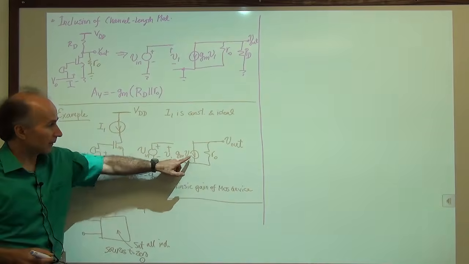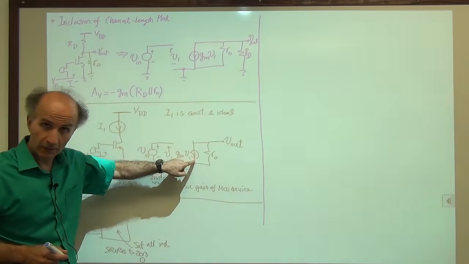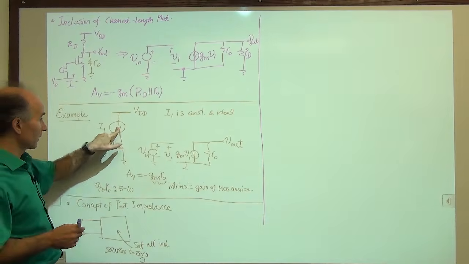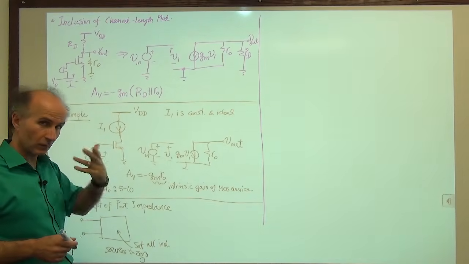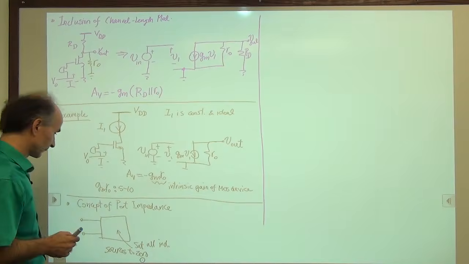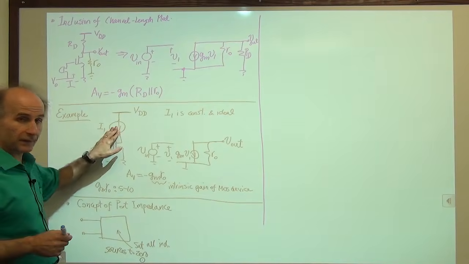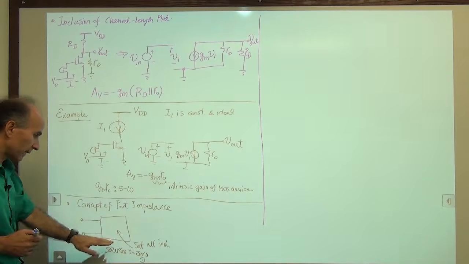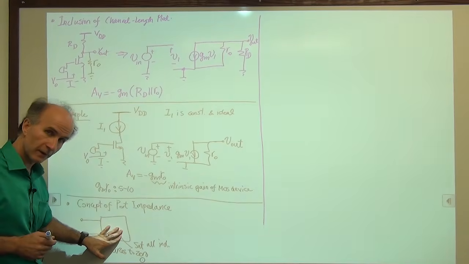So obviously, something like this would not be set to 0. That's a dependent source. But if we have a battery, a current source, that sort of thing, a constant current source, those all are set to 0. Well, it doesn't have to be a constant current source, anything that is independent. All right, so that's the first step. We set all independent sources to 0.